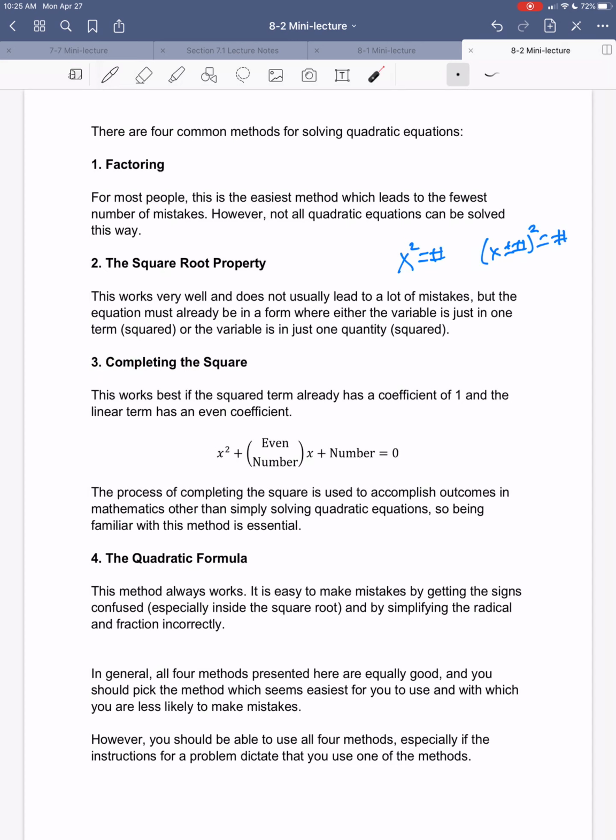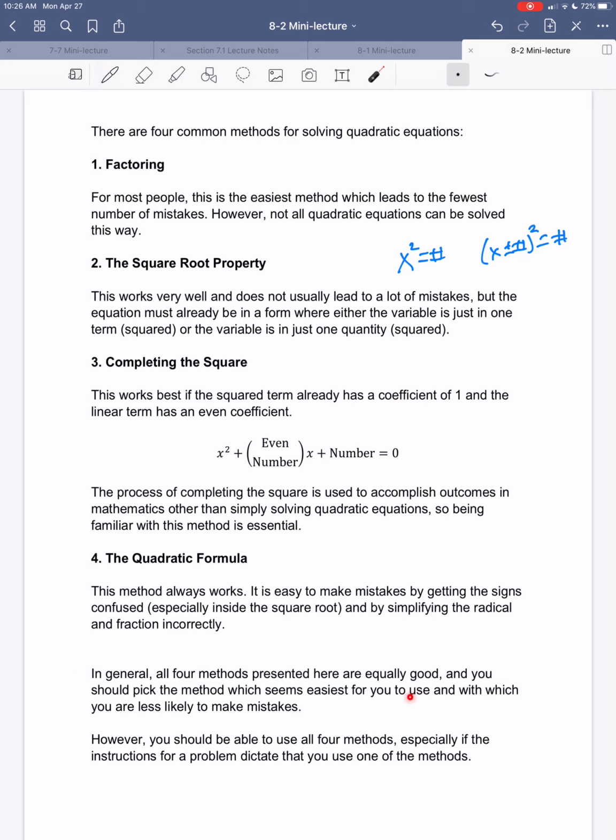Finally, the quadratic formula. This method always works. However, it's easy to make mistakes in 2 places. One, getting the signs confused, especially inside the square root, making sign errors. And secondly, simplifying the radical and the resulting fraction incorrectly. It can be complicated to simplify, but there's mistakes, and I'll have some example problems where I'll talk about this a little bit.